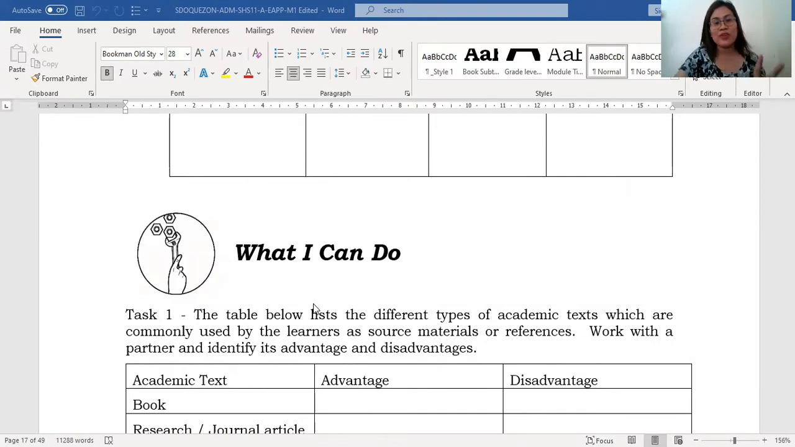It also depends on what's in your answer sheet. Okay, so you have to look at your answer sheet. I'll also be presenting to you later on the content of your answer sheets, which you'll be accomplishing as you read your module. Okay, let's go to what I can do.